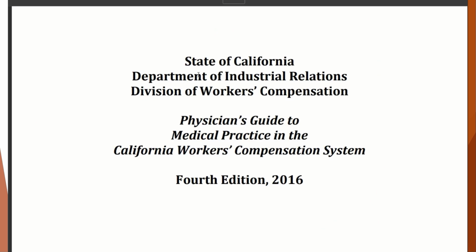Okay, so let's do a couple things now. Let's take a look at our two references for the required elements of the medical legal report. The first one of which is the 2016 Physician's Guide, so let's look at that first. And then we'll take a look at the AMA Guides 5th edition and see what it has to say about what's required in reporting, at least on permanent impairments.